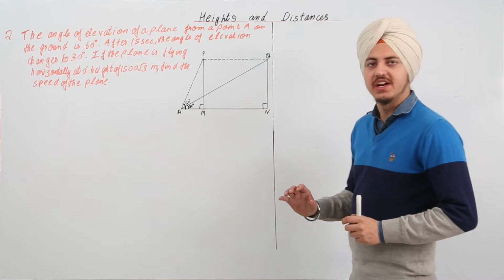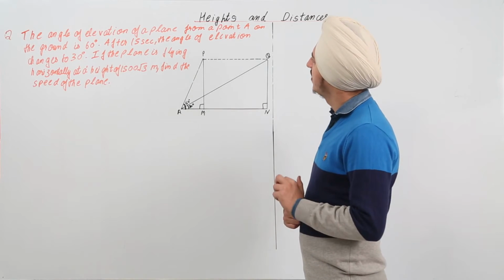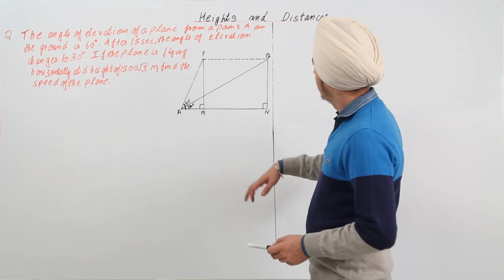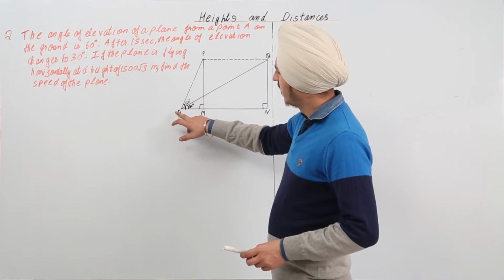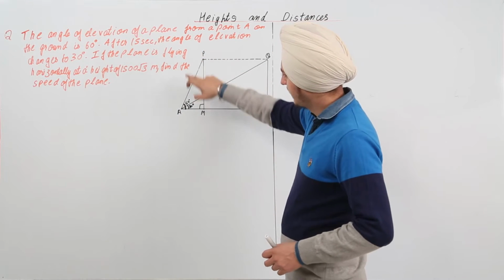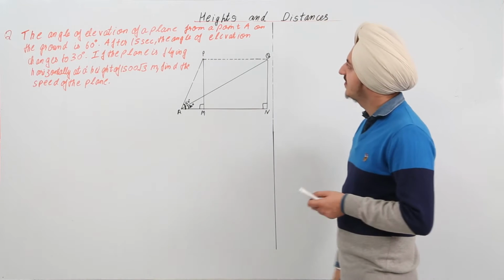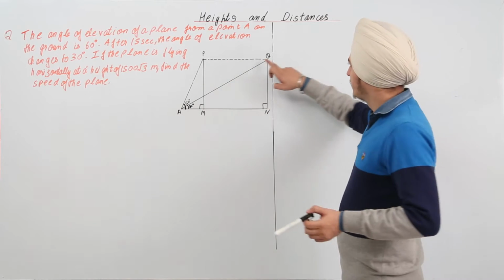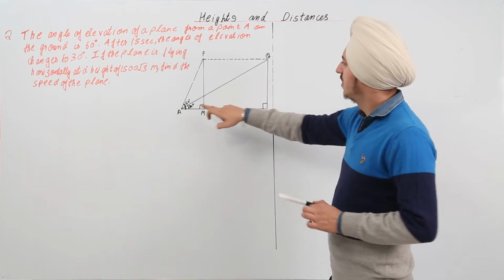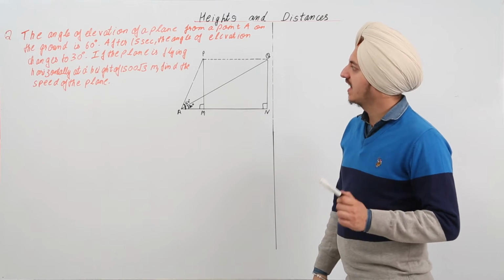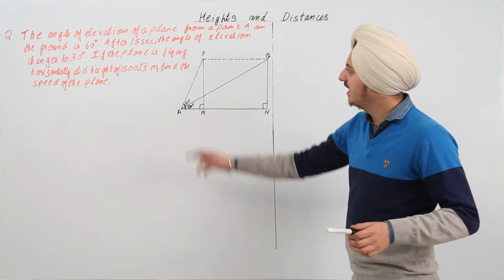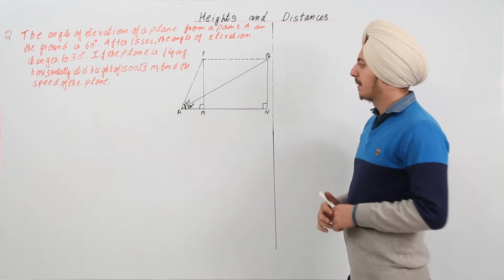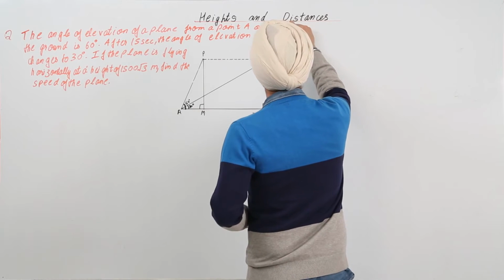Now the next question says the angle of elevation of a plane from a point A on the ground is 60 degrees. From point A, the plane is at B, and the elevation is equal to 60 degrees. After 15 seconds, the angle of elevation changes to 30 degrees. So the plane moved over here and the angle of elevation was 30 degrees now. If the plane is flying horizontally at a height of 1500 root 3 meters, find the speed of the plane. So how do we start here?